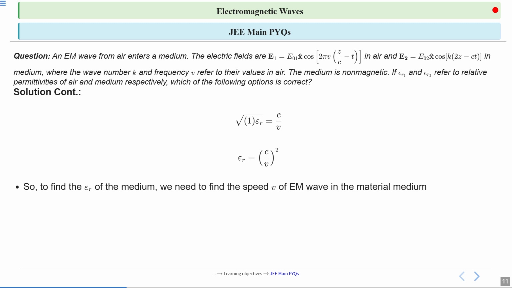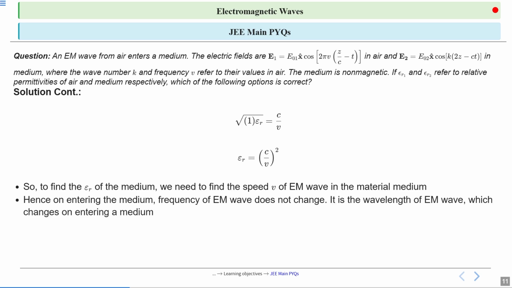So to find epsilon r1 and epsilon r2: epsilon r1 is the relative permittivity of air. We can find it because relative permittivity of air means permittivity of air with respect to permittivity of air, which is equal to 1. But for the relative permittivity of the medium, we have to find v, the speed of EM wave in the material medium. So for finding epsilon r2, we need this v, the speed of electromagnetic wave in the medium.